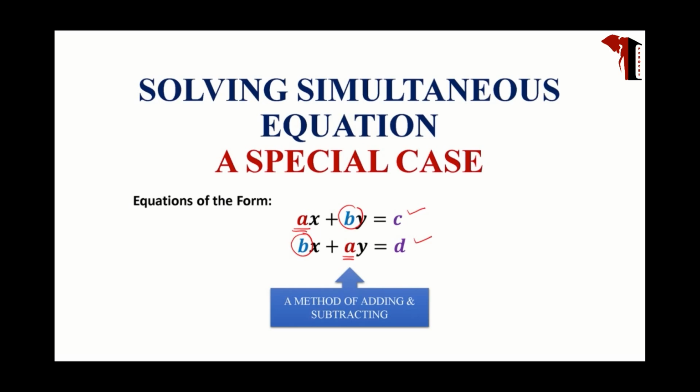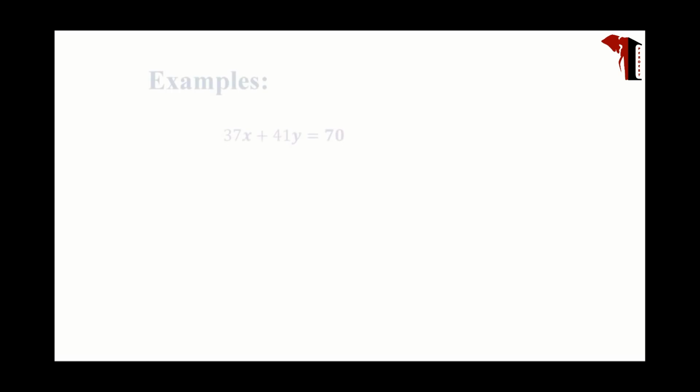We call this the method of adding and subtracting. So let us see how it works. Before going to that, let us see some examples also. So you can see the example here. (37x, 37y, 41y, 41x). Correct? I hope you are able to differentiate it.